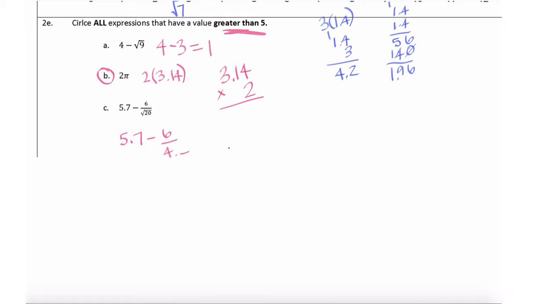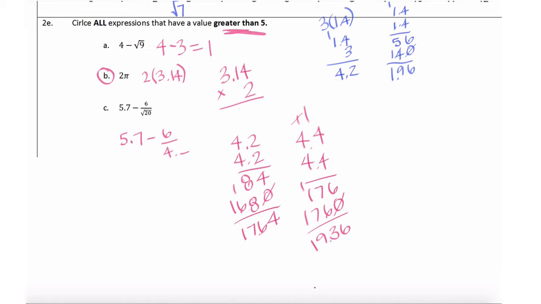Let's do 4.2. 17.64. We need a little bit higher. Let's try 4.4. And that got me pretty close, 13.96. Maybe it's going to be more like 4.5, but let's pretend it's about 4.4. Let's estimate it's about 4.4. 6 divided by 4.4. So we're looking for a value greater than 5.